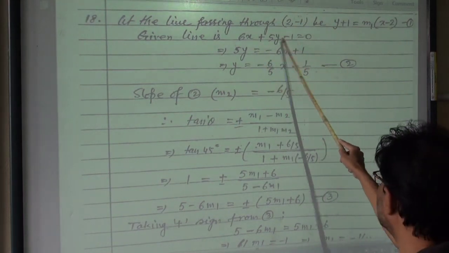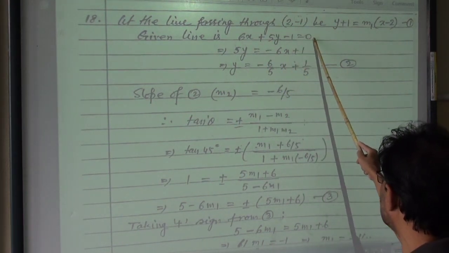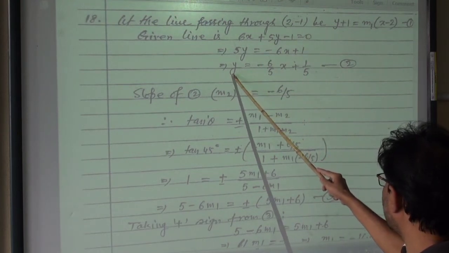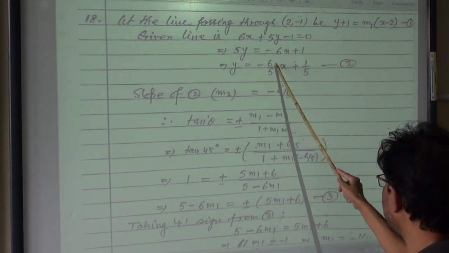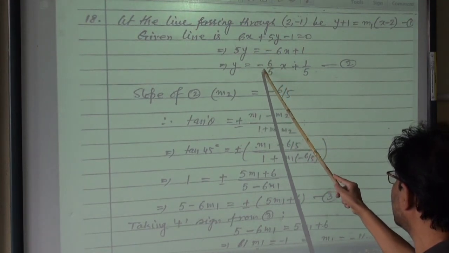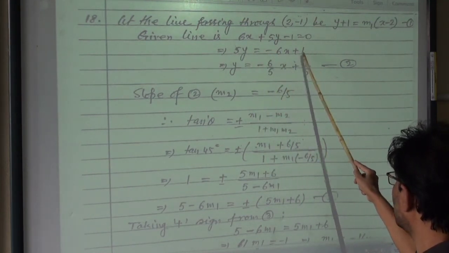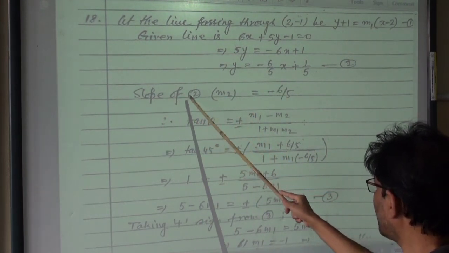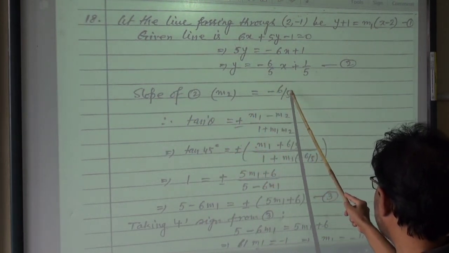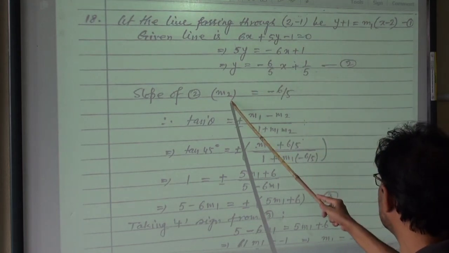The given line is 6x plus 5y minus 1 equal to 0. Converting into slope form, I am getting the slope of this line as minus 6 by 5. Simple calculation. So the slope of this line I am denoting by m2. The slope of equation 2 is minus 6 by 5. This is m1 and this is m2.